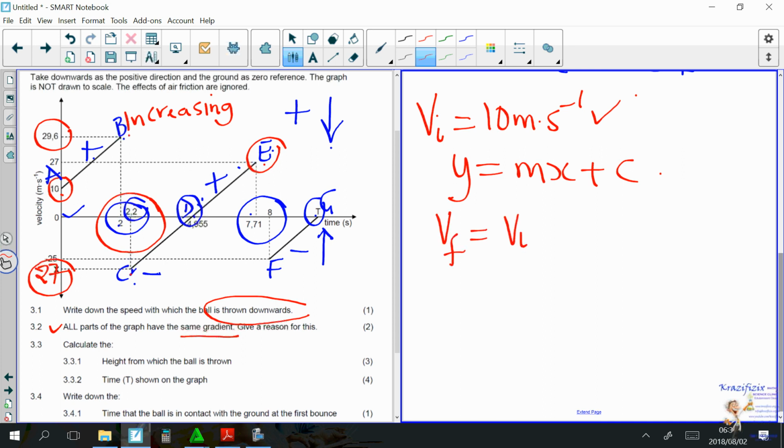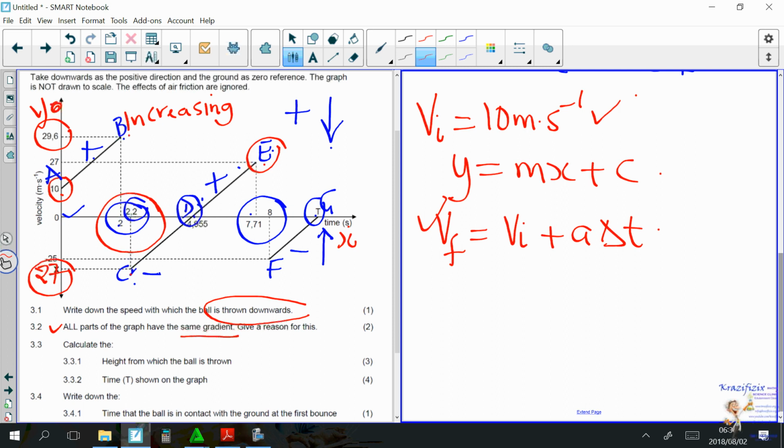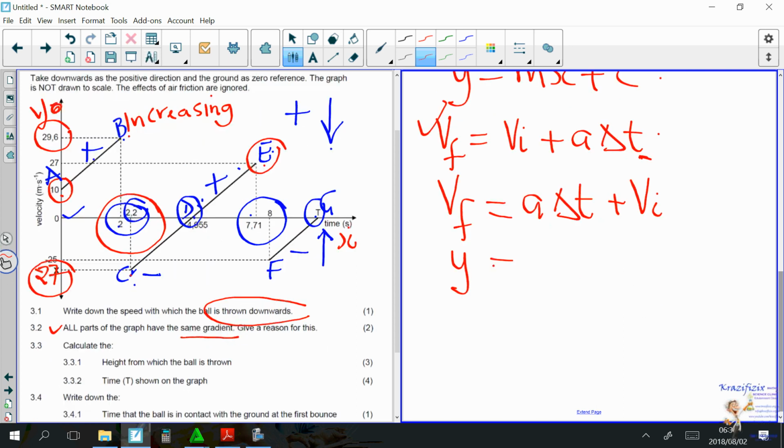Vf equals Vi plus a delta t. We did this earlier on under photoelectric effect. Now, what is on my y-axis? My y is velocity here. And what is on my x? Time. I need to rearrange this. All right, already, this is fine. My time is my x. Look at what I'm going to do. Vf, I'm just going to shift this: a delta t plus Vi. Let's compare: y equals mx plus c.